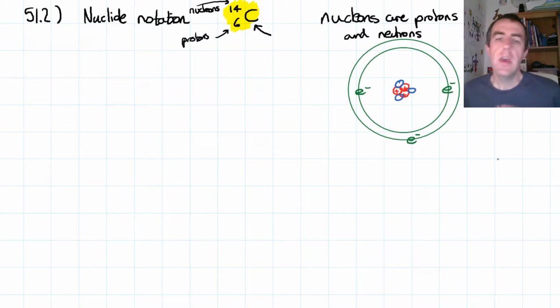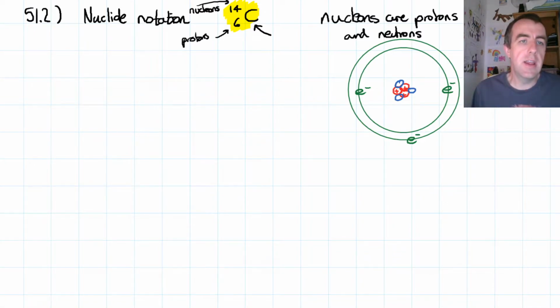And there we go. So how many electrons are in this neutral atom of carbon-14? Well, there are 6, because there are 6 protons, and in a neutral atom there are the same number of protons, 1, 2, 3, as there are electrons, 1, 2, 3.